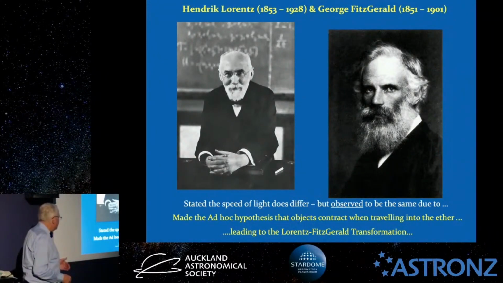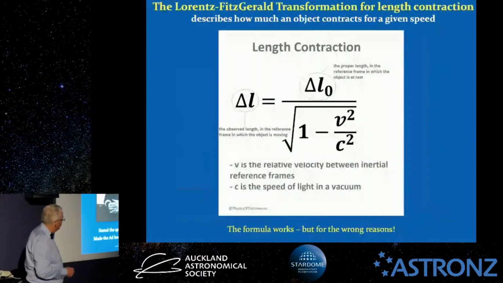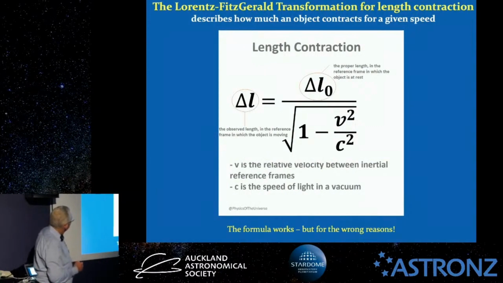That led to an equation. They actually sat down and worked it out. If our hypothesis is right, let's work out how much shorter this thing would have to be, how much the length would have to contract to make this so. And they came up with this equation here, the Lorentz-Fitzgerald transformation for length contraction. It describes how much an object contracts for a given speed. Here you've got the length of the object as you observe it when it is travelling through space, which is actually what your instrument is recording with. This is what they call the resting length.